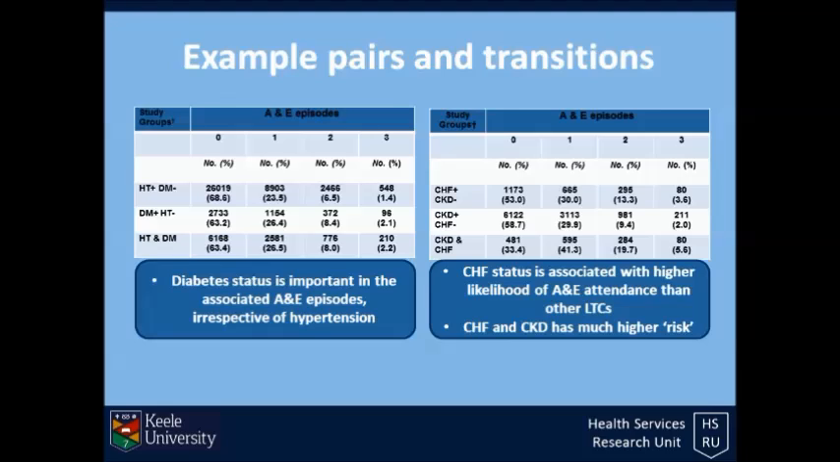So what this slide illustrates is having multimorbid pairs indicates the likelihood of A&E episodes. And by also having comparable groups, it shows you the level of transitions in care.